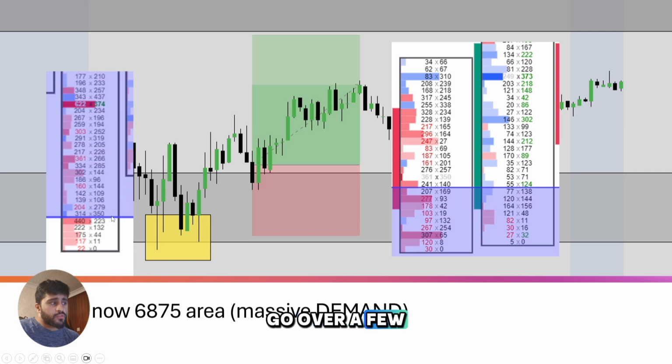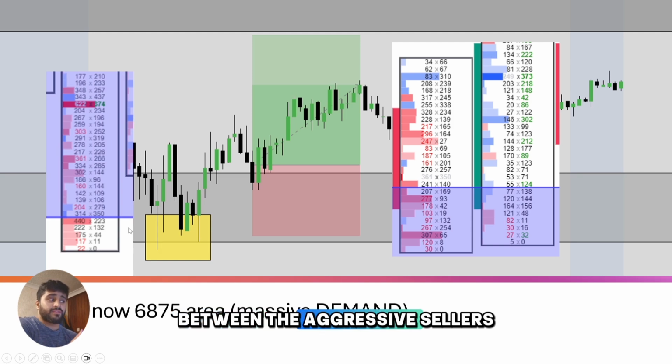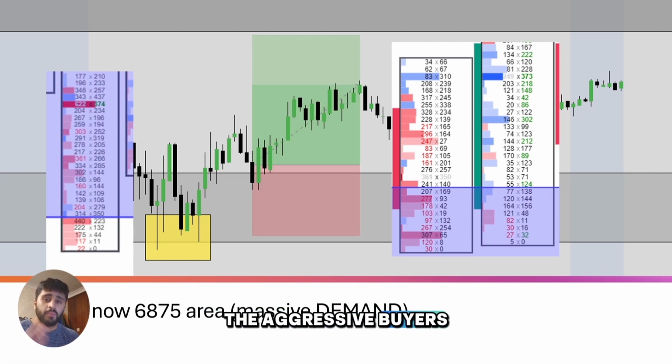So I'm just going to go over a few specific rows. 440 for 223. That's roughly a 2x difference, right? Between the aggressive sellers on the left and the aggressive buyers. So the way you want to look at this is you want to be focusing specifically on who is aggressive and who is being rewarded, right? Those are the two questions you want to ask yourself. And that is what market orders and limit orders are about.